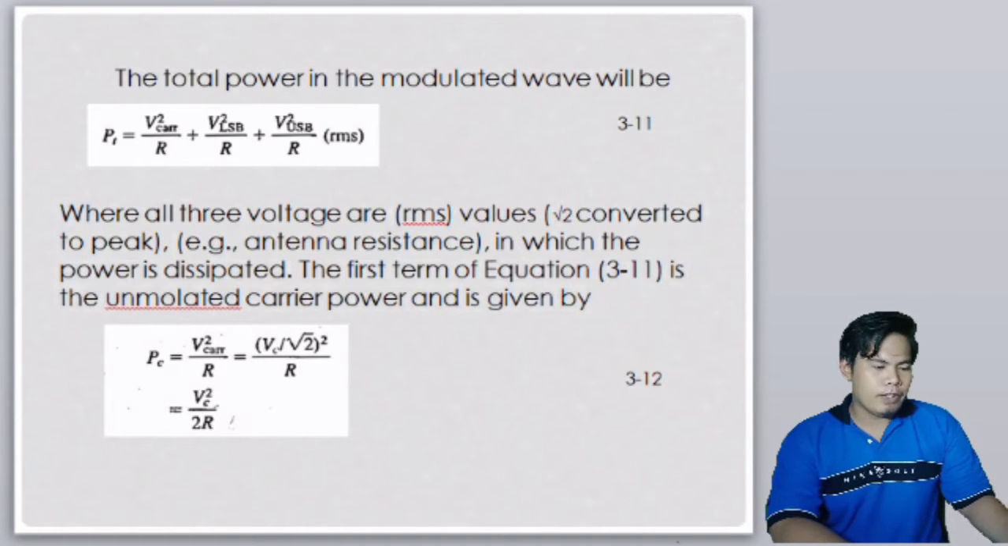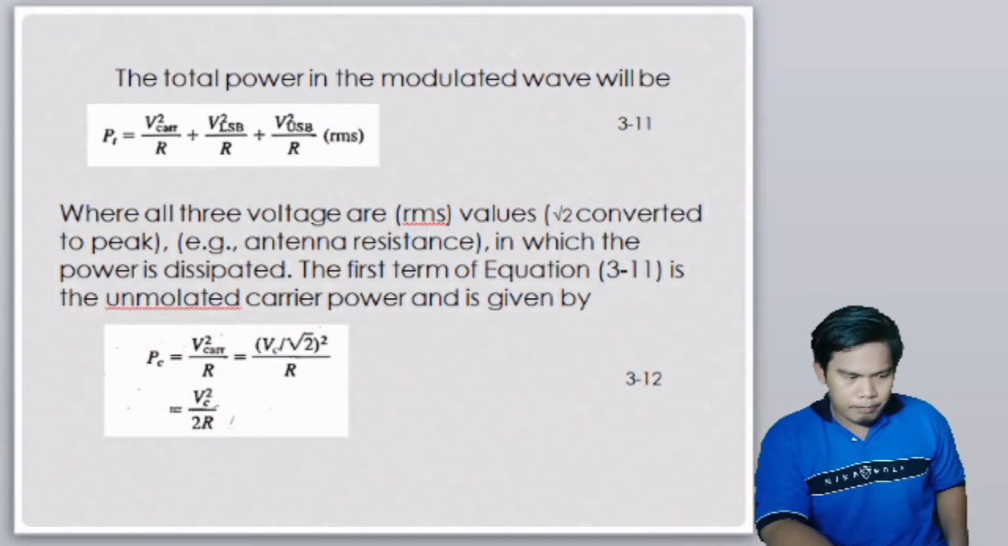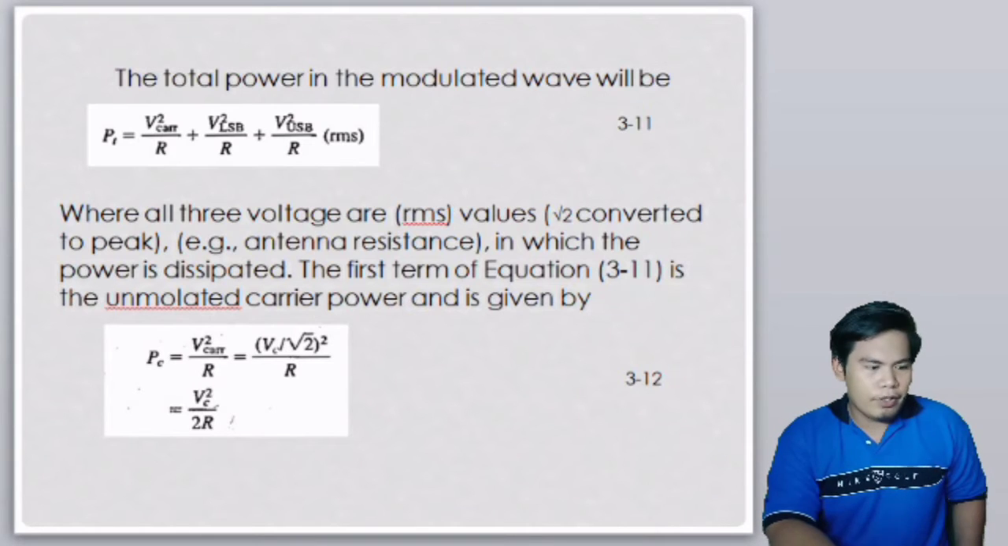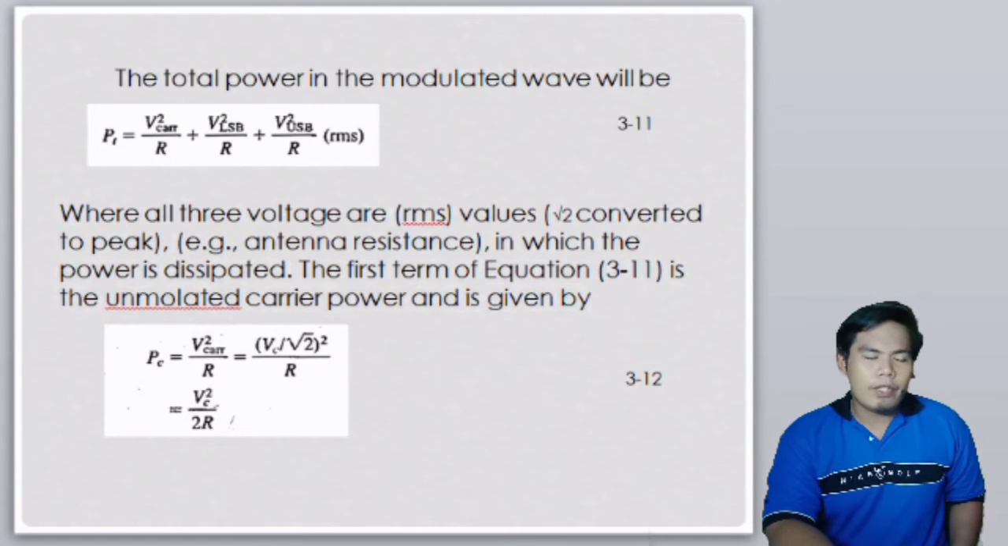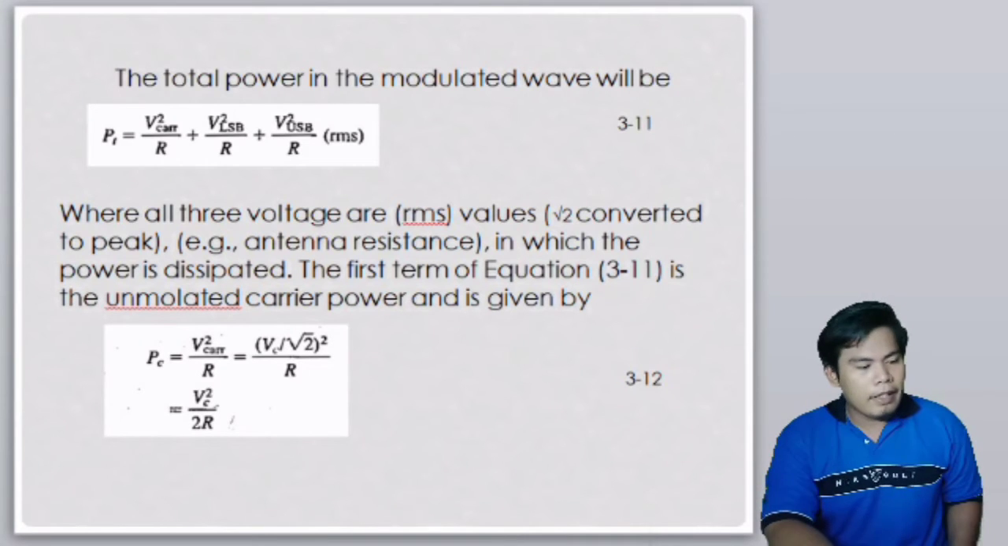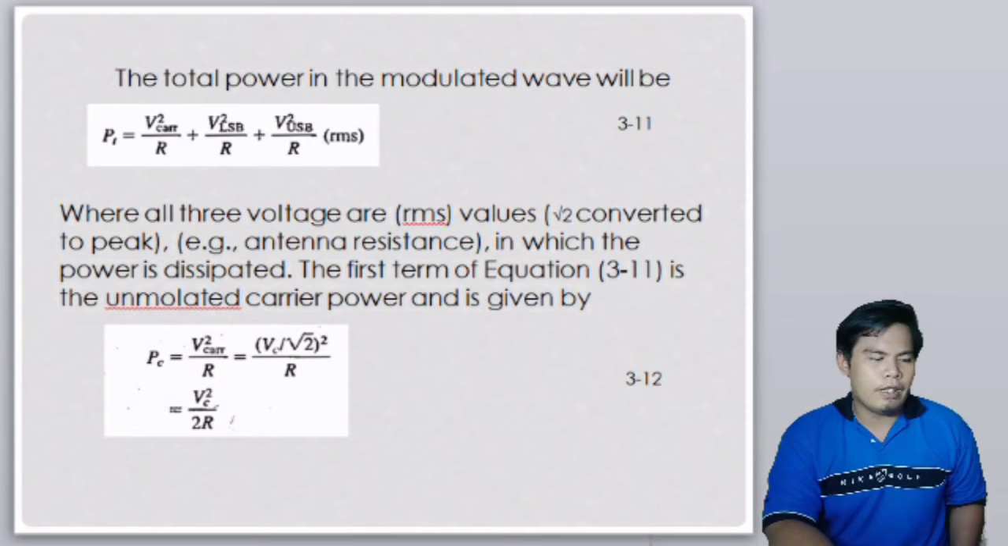The first term of equation 3-11 is the unmodulated carrier power, and PC is equal to the voltage carrier squared over the resistance, which is equal to the voltage carrier over the square root of 2, squared, over R. So, the result is PC is equal to EC squared over 2R.